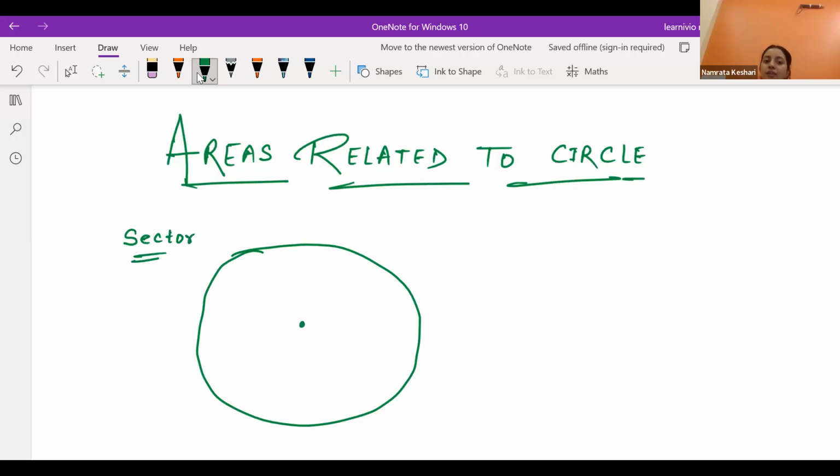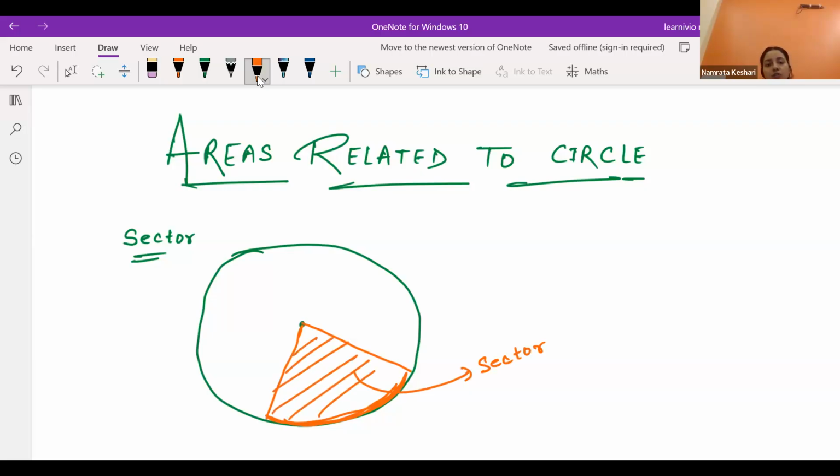Sector: we have discussed that if you have an arc, any specific arc, then the area bounded by this arc which I am highlighting and these two radii, this much area is called the sector of the circle. If we have to find the area of this sector, there is a specific formula we'll be using. This region, this area is called the sector of the circle.